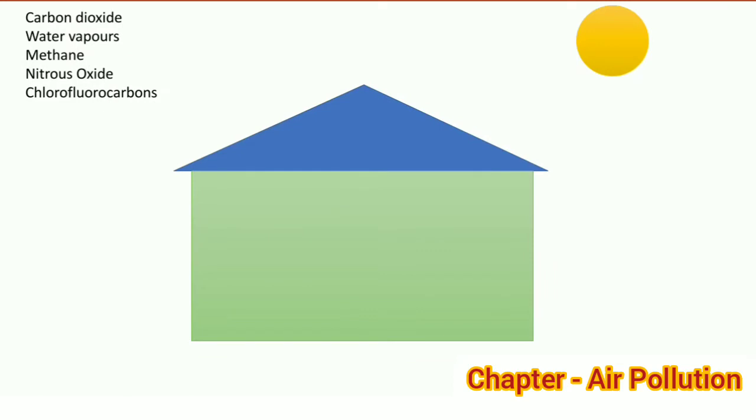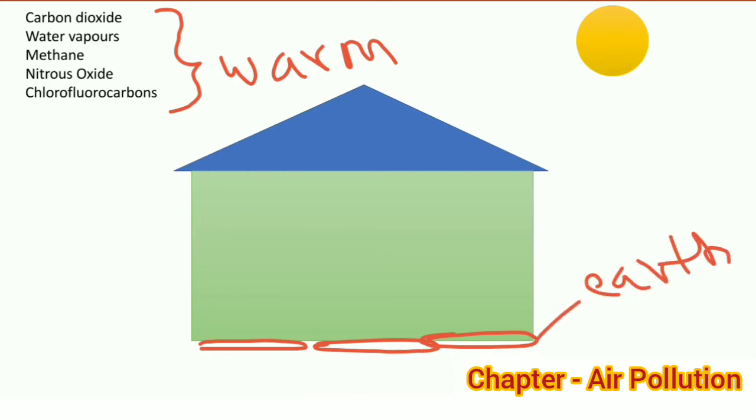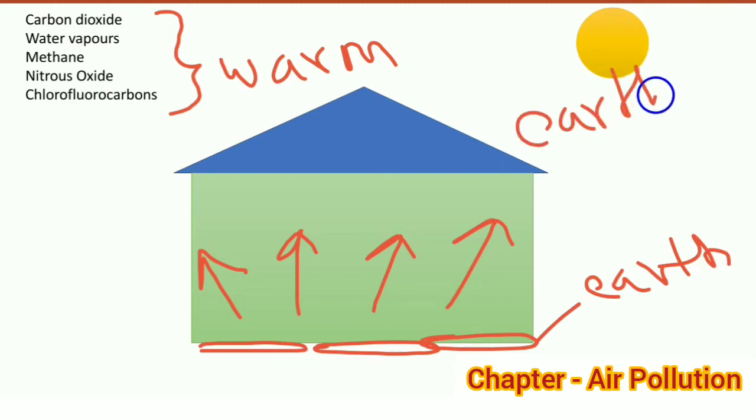So, the warm radiation that is trapped by these gases warms up the surface of the earth and increases the earth's temperature. Hence, at a moment, these warm airs are released outside into the atmosphere and they increase the earth's temperature globally.